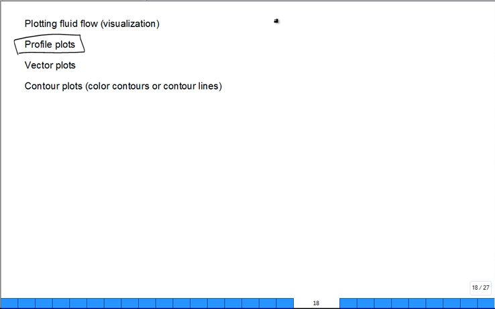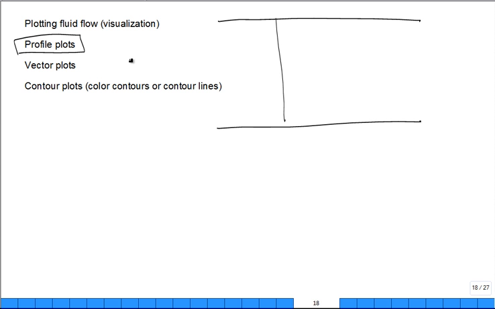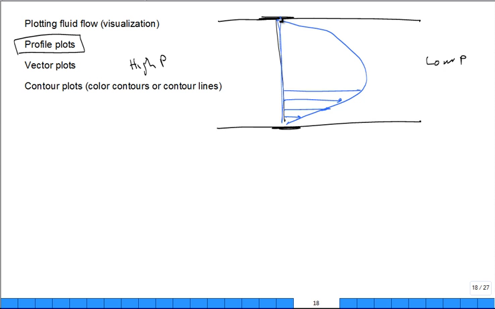Now, when you plot things, we've done already the visualization in 2D, the profile plot. Let's say I have a flow between two parallel plates. Over here it's high pressure. Over here it's low pressure. The top plate is not moving. The bottom plate's not moving. The fluid's moving through it. And we would plot the velocity. Here we would plot the magnitude horizontally, right? Like that. That's our velocity profile plot. Where's our velocity magnitude maximum?